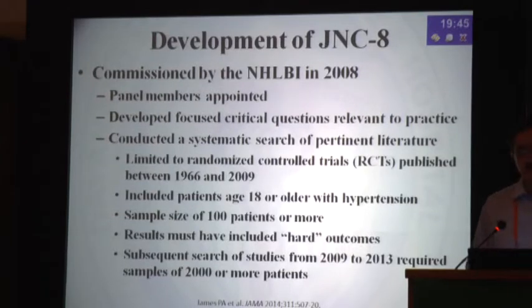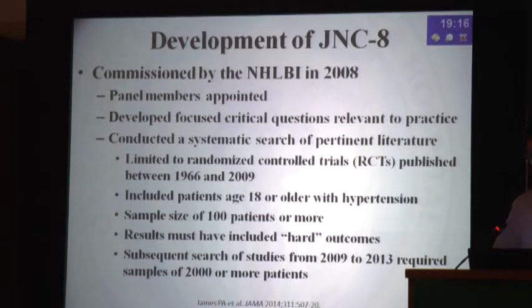In comes JNC 8. It was commissioned in 2008. 400 panel members were appointed. They developed focused critical questions which were relevant to practice, and a systemic search of pertinent literature was conducted. The focus was limited to randomized controlled trials which were published between 1966 to 2009. Patients over the age of 18 with hypertension were included.